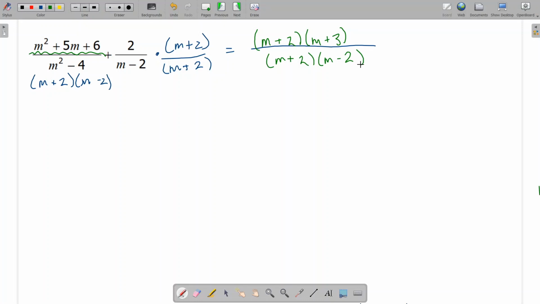What I noticed was that my numerator already had a common binomial with the denominator. So what I could do is I could factor this. Notice that these m plus 2's would cancel, which would eliminate the need for me to find a common denominator at all. Okay, but let's assume that you didn't recognize that.